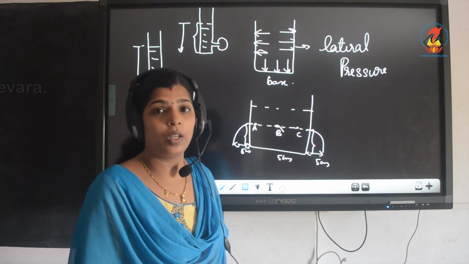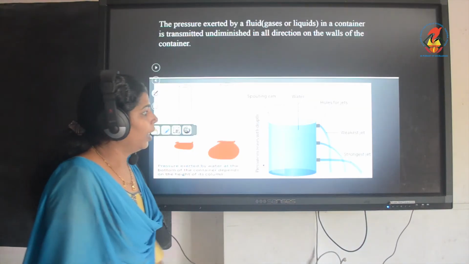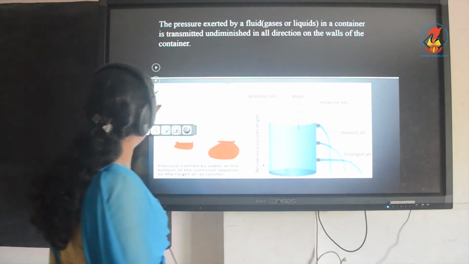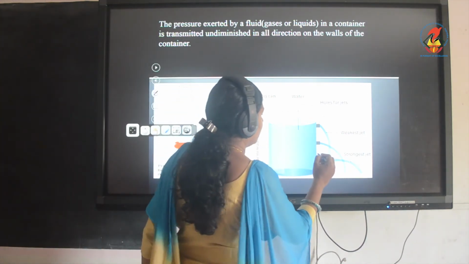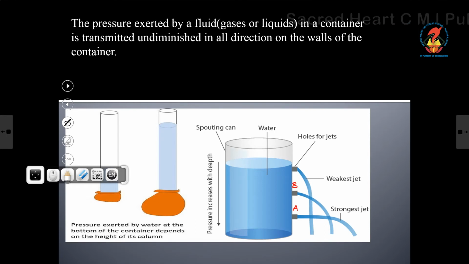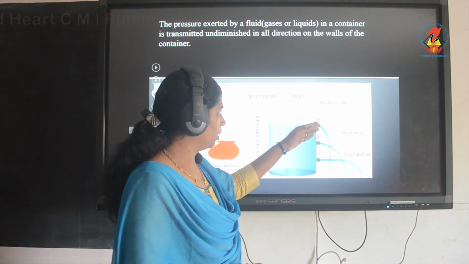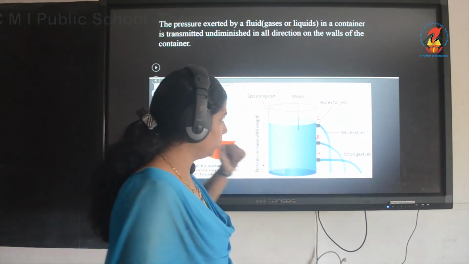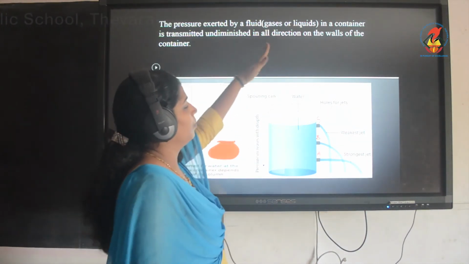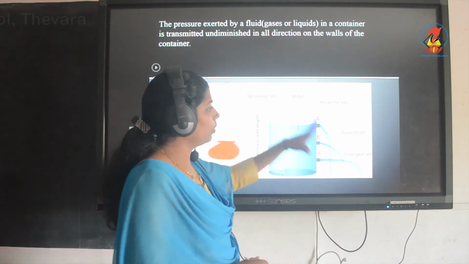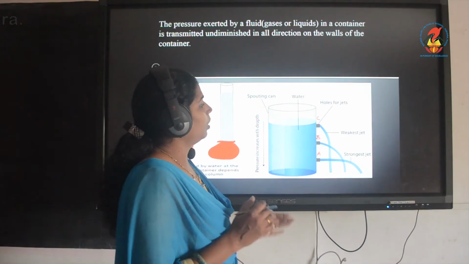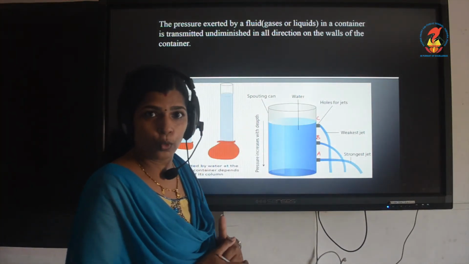That is figure 11.6. Here I made 3 holes A, B and C, but the condition is that these 3 holes are not at the same level from the bottom of the container. So from the bottom I mark A, then B, then C. Now when we fill water in this beaker, different streams of water will come out.